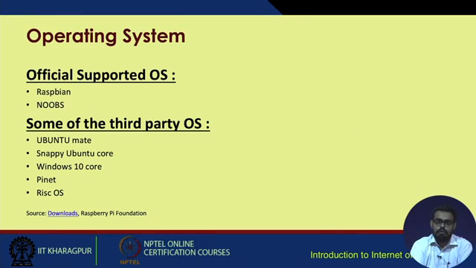Regarding the operating system, certain official distros for Raspberry Pi are Raspbian and NOOBS, and some third-party OSs which can also be installed on the Raspberry Pi are Ubuntu MATE and Snappy Ubuntu Core. Nowadays you even have Windows 10 IoT Core for Raspberry Pis, PiNet, and so on.